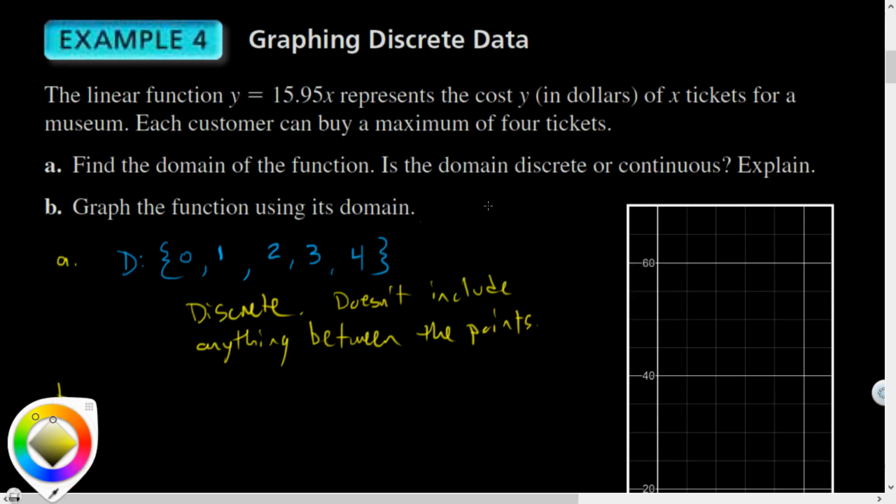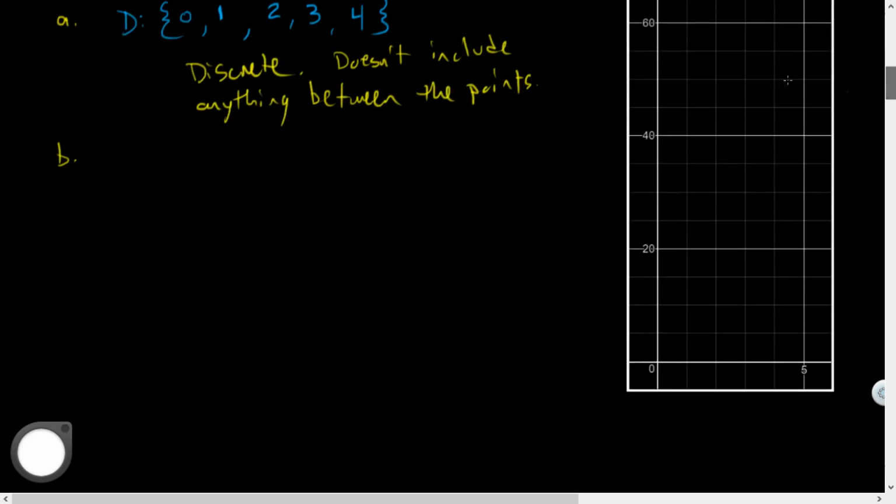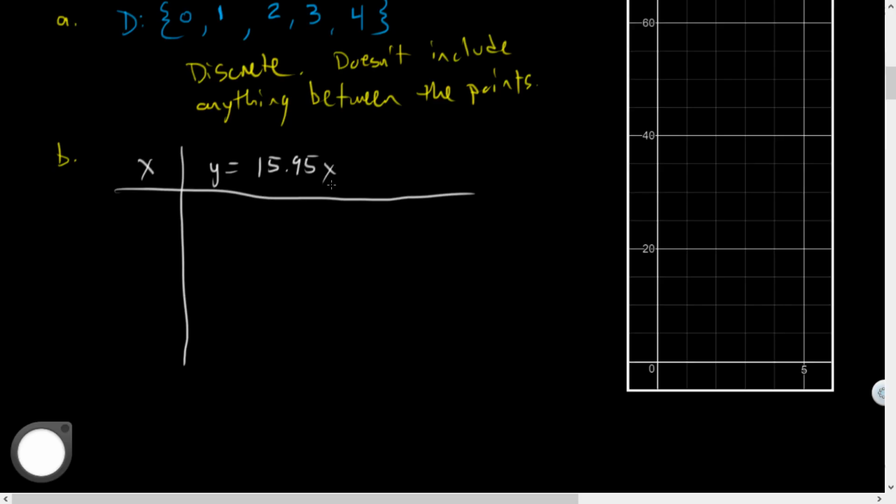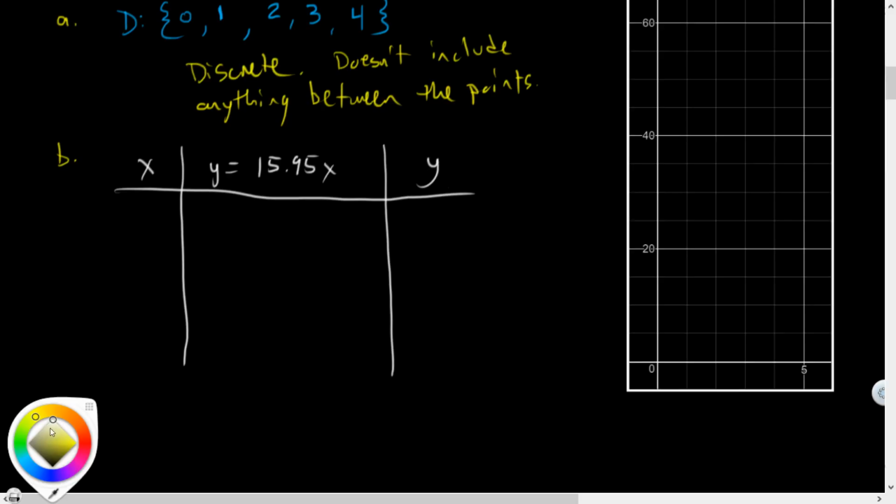So I'm going to make a table here, and this is a calculator question because I saw some decimals, and I'm not the best at all of the decimals. I've got my function y equals 15.95x, was that what it was? And here's y. And so I've got possible inputs are 0, 1, 2, 3, and 4.